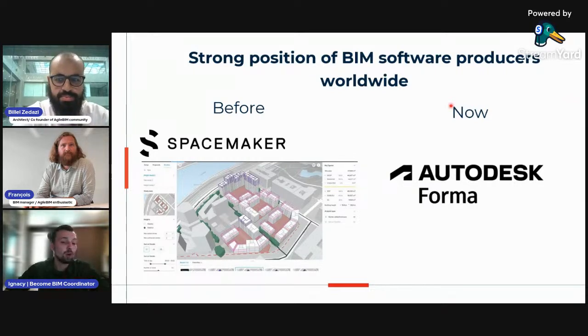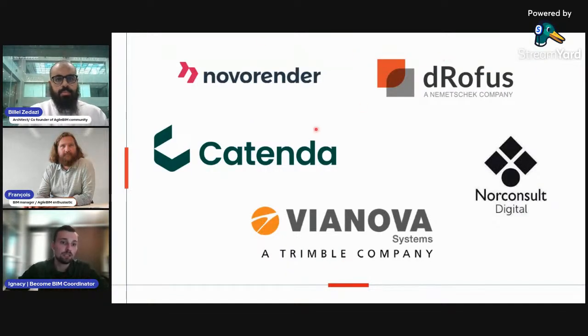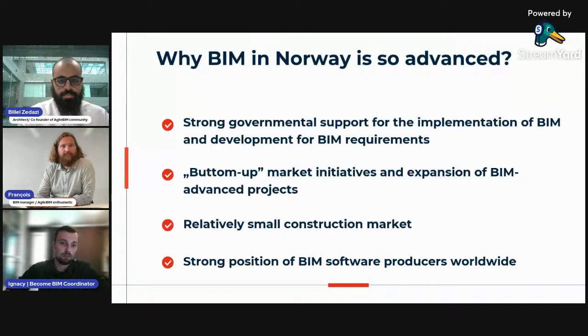Because Norway is relatively small, but they have a very strong position when it comes to BIM software producers. And BIM software producers in Norway also have a great impact on the Norwegian BIM market, like Spacemaker, Nova Render, Dirufus, Catenda, Via Nova, or Norconsult Digital. They are all companies who create software which is used all around the world, and all of them are from Norway. So these are, I think, the 4 main reasons why BIM in Norway is so advanced.